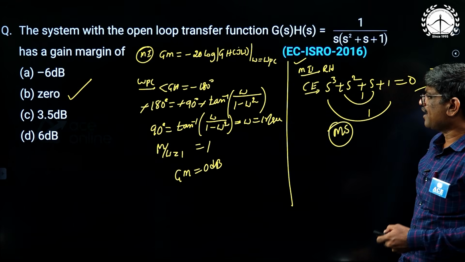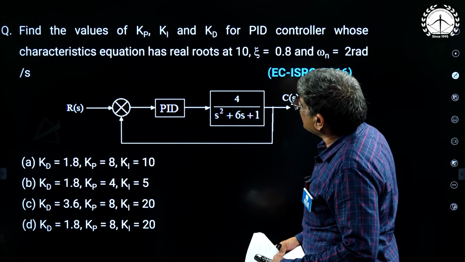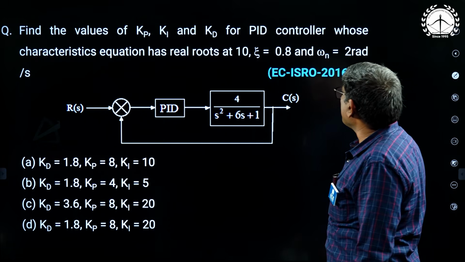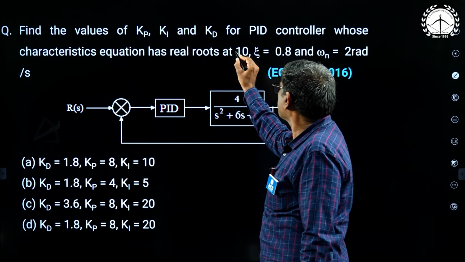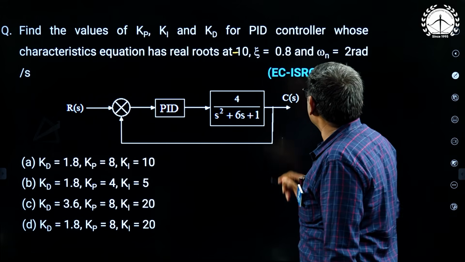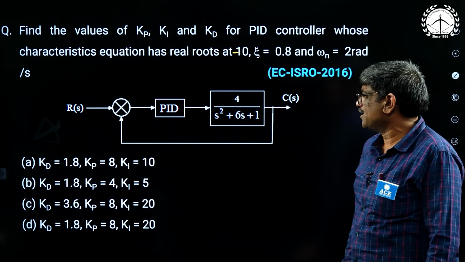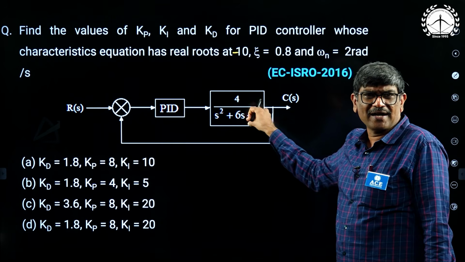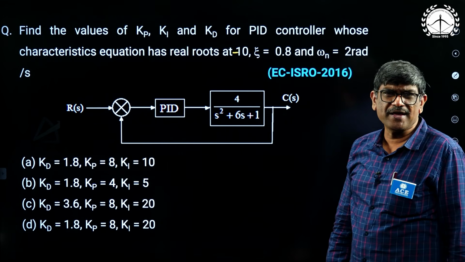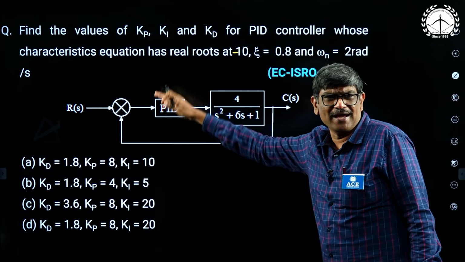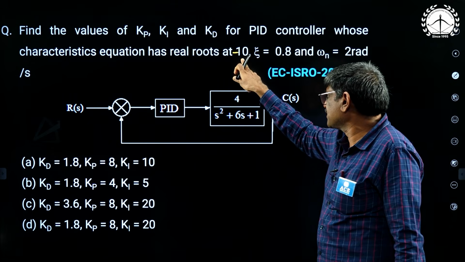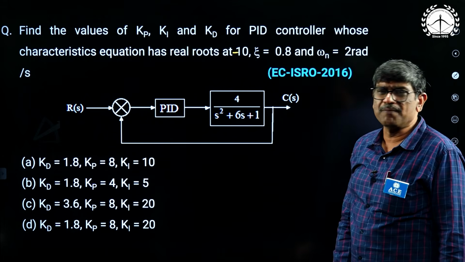So the best is the RH criteria. Next, they are asking for Kp, Ki, Kd values. There are three parameters. Here the roots are at minus 10 and zeta is given. Simple logic here also: you can write the characteristic equation using the PID controller, and then substitute option A, option B, option C and check against the given data. That is the best way.